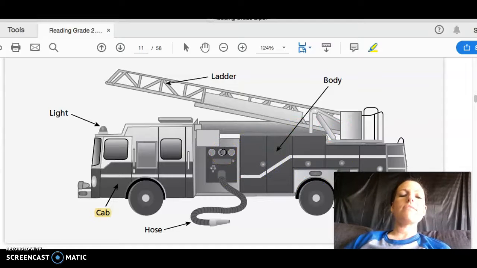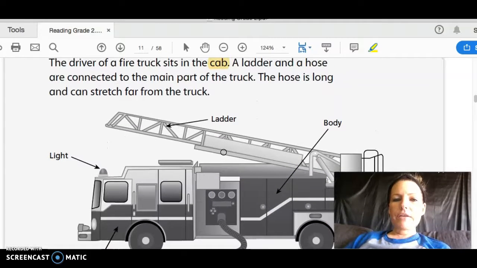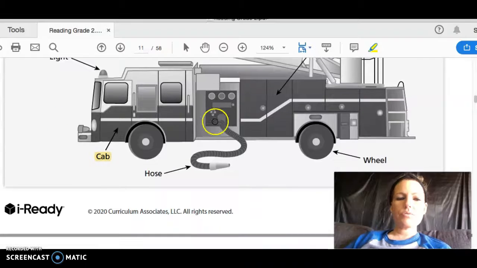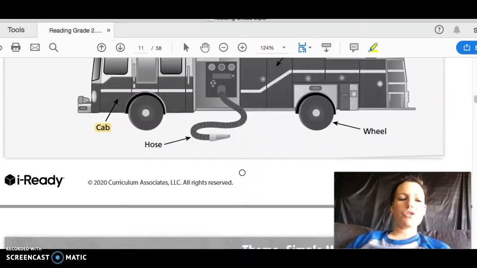I'm really glad I have this diagram to help me figure out exactly what this text is telling me about the fire truck. The hose is long and can stretch far from the truck. So there's the hose. It says it's very long and it can stretch very far from the truck.